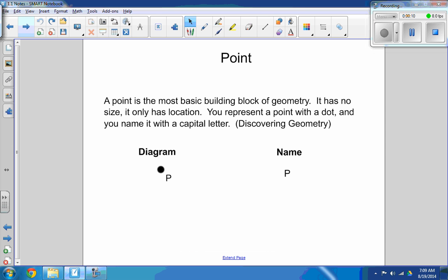So the first concept is a point. A point is the most basic building block of geometry. It has no size, it only has location. You represent a point with a dot and you name it with a capital letter.